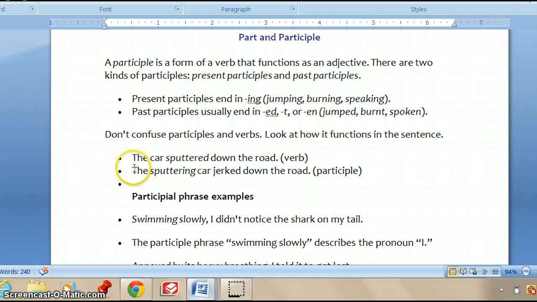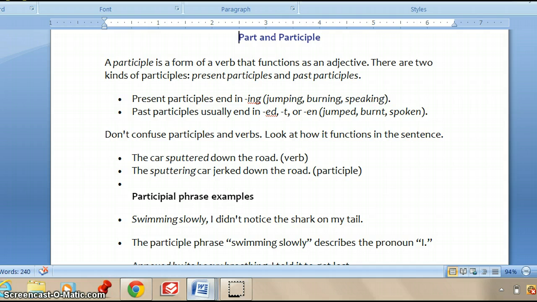Okay? This first sentence: the car sputtered down the road. Sputtered is the action in the sentence. It's not describing anything, it is the action. In the second sentence, the sputtering car jerked down the road. Now sputtering becomes an adjective describing the word car.